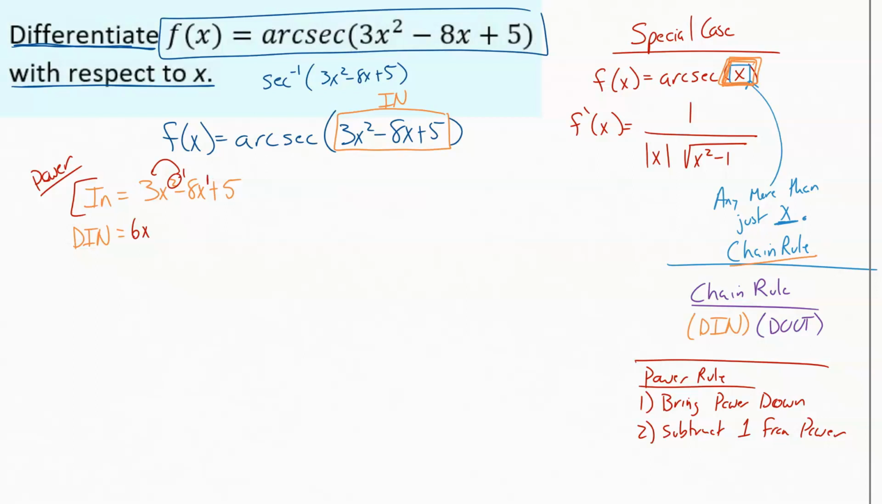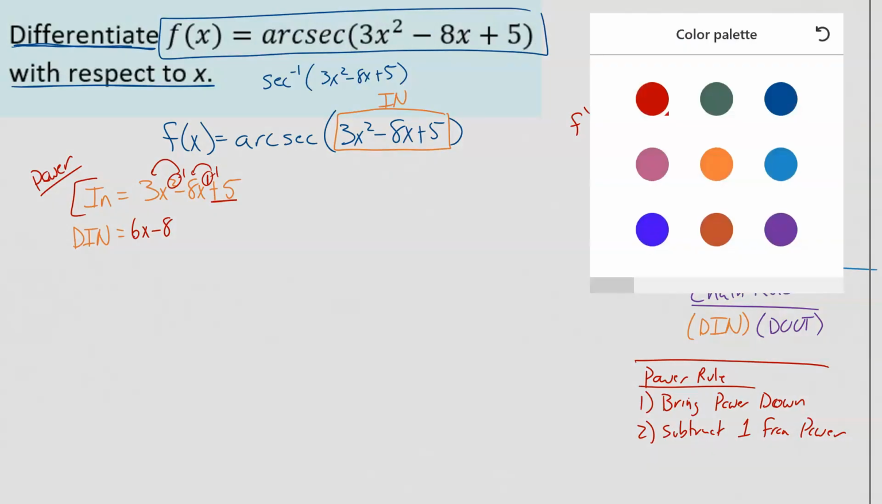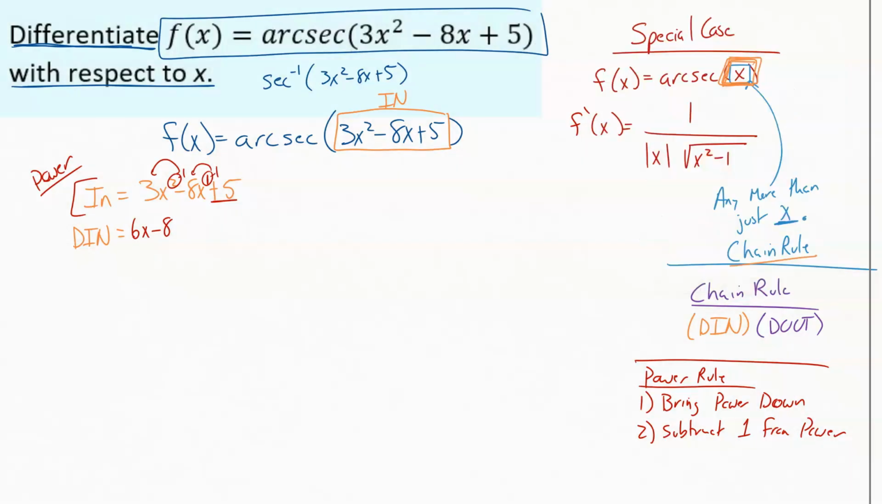Then we've got an unwritten 1 on that x. We bring that 1 down. 1 times negative 8 gets us negative 8. And then subtracting 1 from the power gets us x to the 0. And anything to the 0 power is just 1, so we can just drop that off of there. And then the derivative of 5, the derivative of a constant, is always 0. Now what we need is we need to go find the d out, the outside piece.